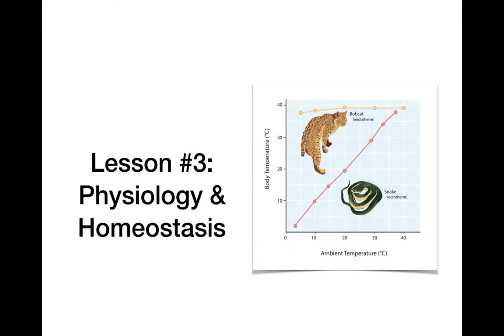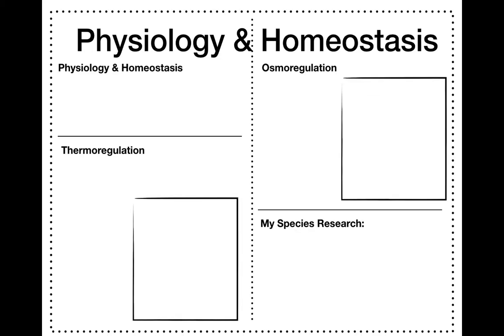Okay, 10th grade, here we are, the third lesson of our unit on homeostasis and physiology, and we're going to be continuing talking about homeostasis today and looking at specific examples of two particular variables in different organisms. So physiology and homeostasis, looking at plants and animals that are not humans today. So here's your template for today.